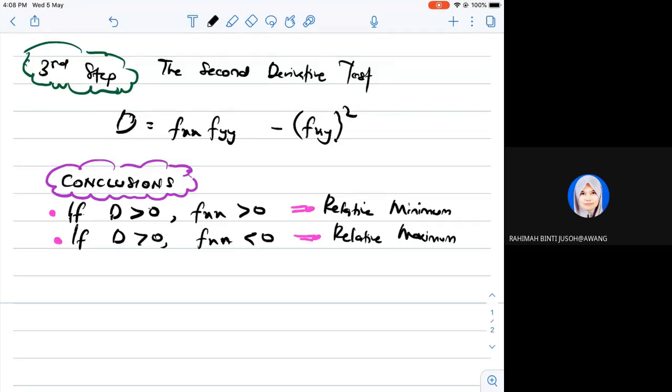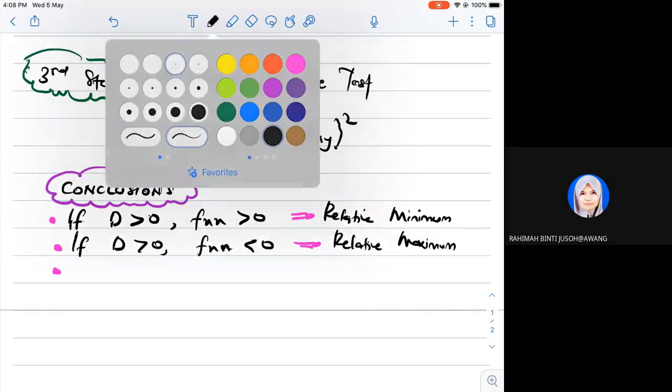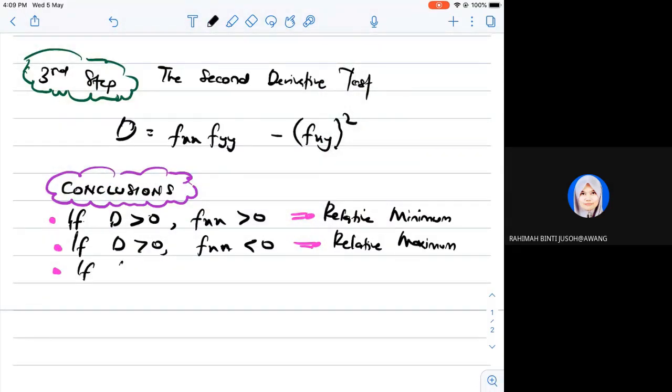And the last ones, number 3. If you calculate D and you get negative, less than 0, then if D is negative, there is no need for you to look at your fxx. Straight away, conclude that the value will produce a saddle point.